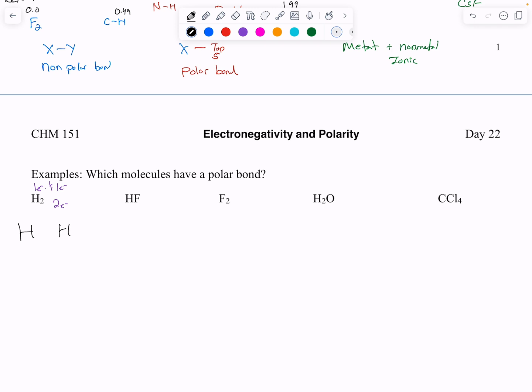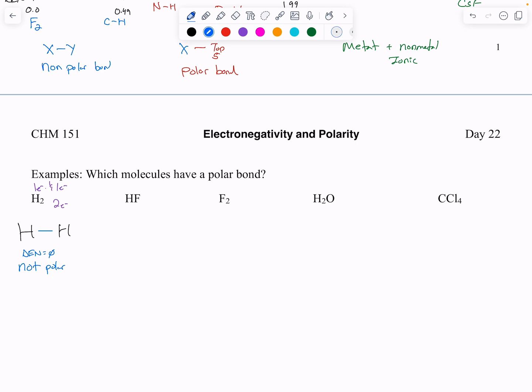H-H, I have a bond. And is that evenly shared? Yes, delta EN is 0. And how do I know that? It's the same element. If it's the same element, I do expect you to know that. So this would be nonpolar. How about HF?